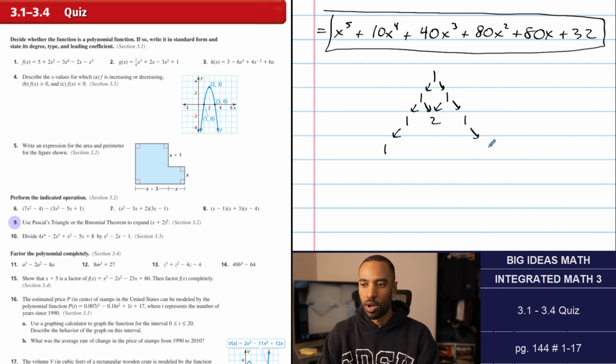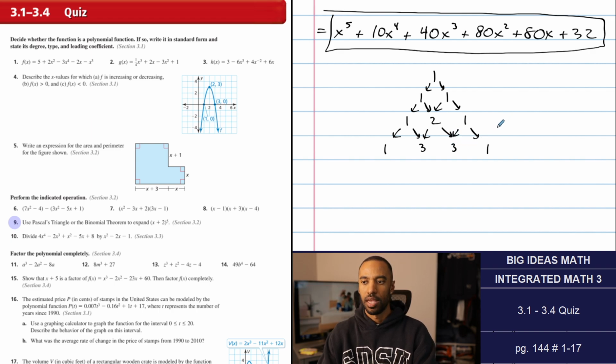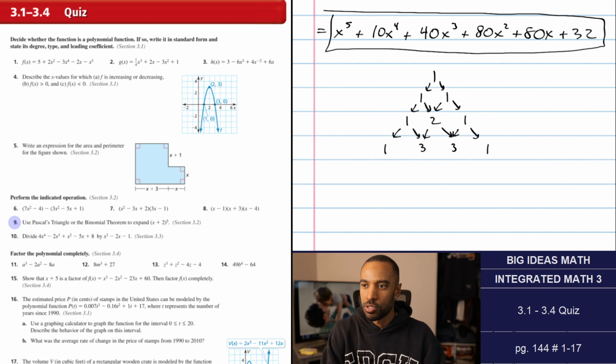Going down here, 1's on the outside. This will have 4 numbers now. In between 1 and 2 will be 1 plus 2, which is 3. And symmetrically, you'll have also 2 plus 1, which gives you 3. And this continues. So let's get rid of the arrows. Let's keep going. Remember, this is row 3.